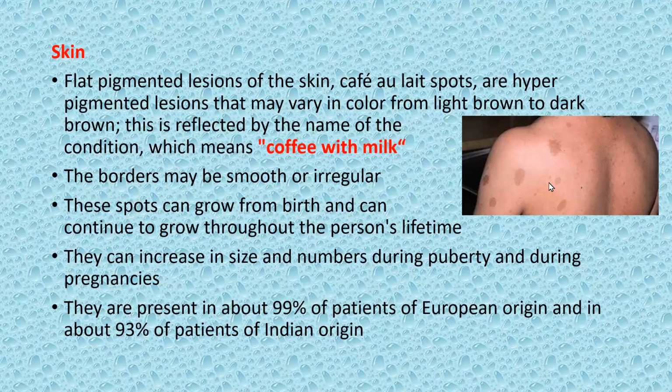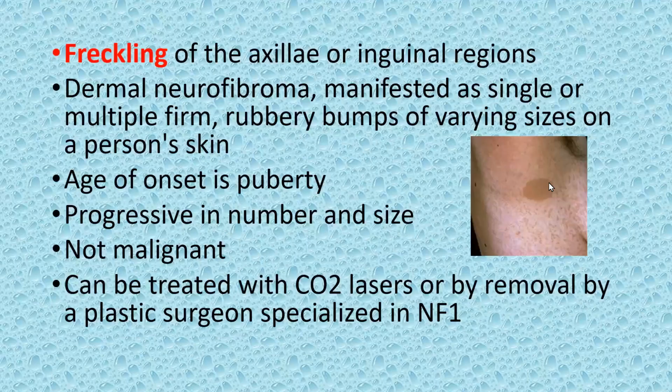Freckling of the axillae or inguinal region. Dermal neurofibromas manifest as single or multiple firm, rubbery bumps of varying sizes on a person's skin.